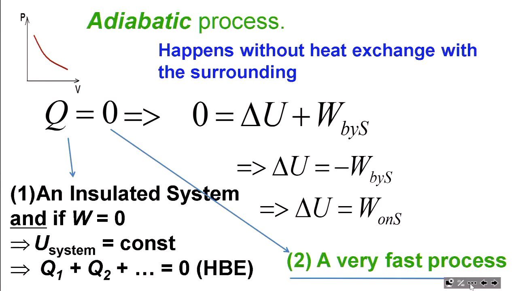So if we do a positive work on the system, the internal energy increases, which means temperature increases. And if we do a negative work, for example, expand, the temperature drops. All we have to do is just do it fast.